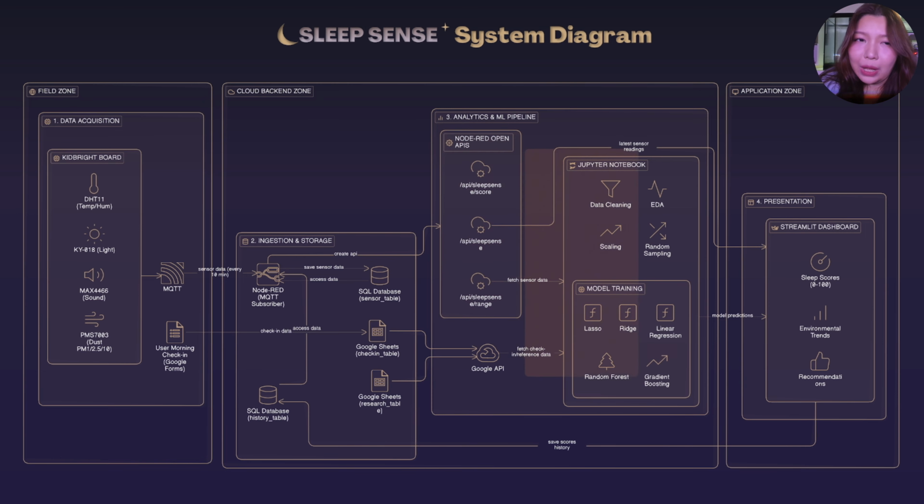That's what we're gonna talk about. This data is then integrated and pre-processed in a Python notebook. We experiment with 6 different models to predict the sleep score, which we will discuss in more detail later. And finally, the Streamlit dashboard pulls from the API and presents everything in a clean real-time interface.